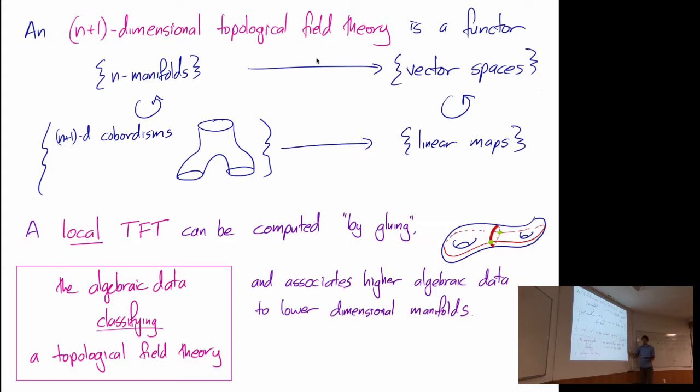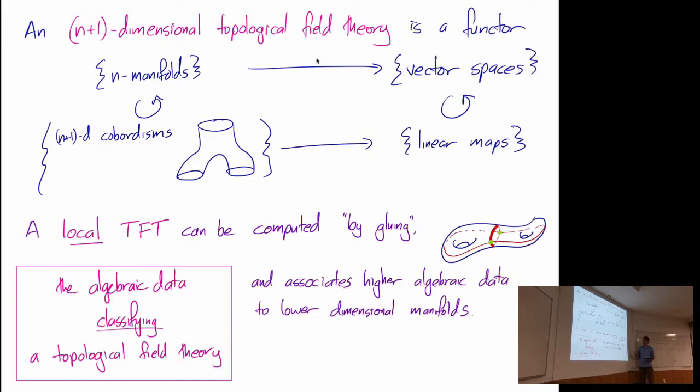This part I can't do justice to, but the idea of a local TFT is that it has some gluing rules that let you calculate these vector spaces and linear maps by slicing up these manifolds into smaller and smaller pieces along higher and higher codimension facets. So you might imagine you've got some 2 plus 1 dimensional TFT and you want to know the value on some 2-hole torus.